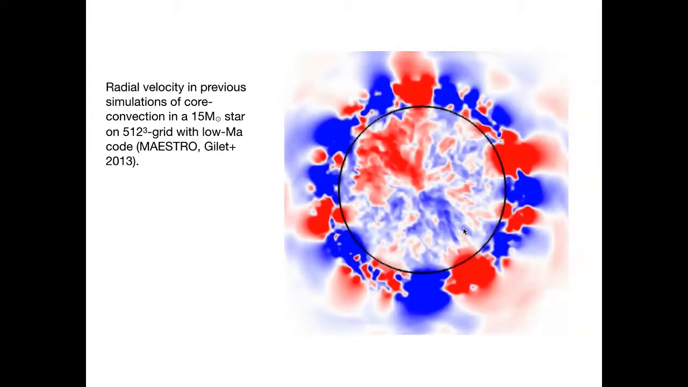So going back to the core convection, to put this a little bit into context, here is an image of the radial velocity in a previous simulation of core convection that has been done by another team, Gilet et al. 2013 with Mike Zingale and other people in that team. This was a 512 cubed grid with a low Mach number code. And the radial velocity, you can see here, there is a black line. It shows you where the boundary of the convective core is.